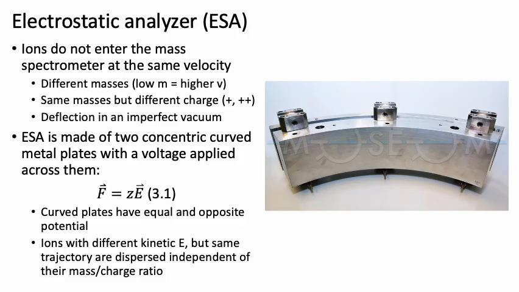It's two concentric curved metal plates, and there's a voltage that's applied across them. So again, we have our equation that I showed previously, where the force is equal to the charge of the ion times the electric field. These curved plates have equal and opposite potential, so one of them is the cathode, one of them is the anode, and the difference between them is equal and opposite. Ions with different kinetic energy but the same trajectory are then dispersed independent of their mass to charge ratio.